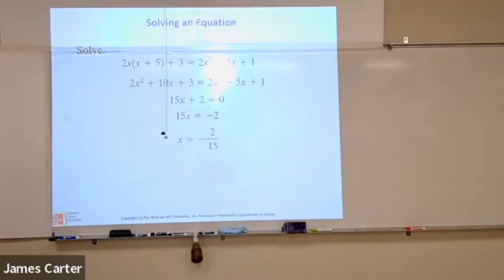In this case, we're only going to have one answer. Why? Because all of the x squares cancel out. When I move this x squared over here, minus 2x squared, minus 2x squared. That's why I only had one answer. Okay.